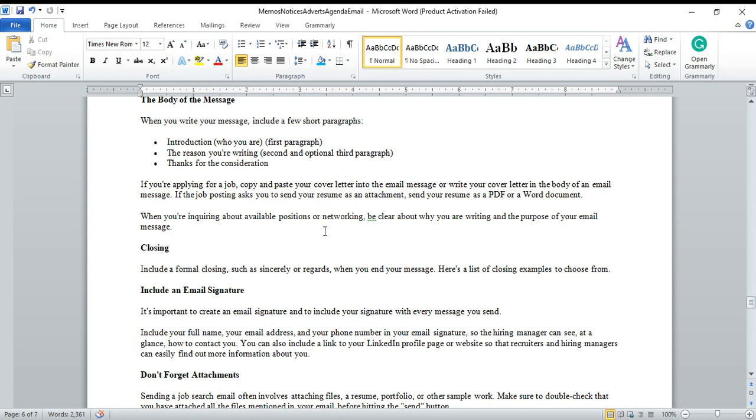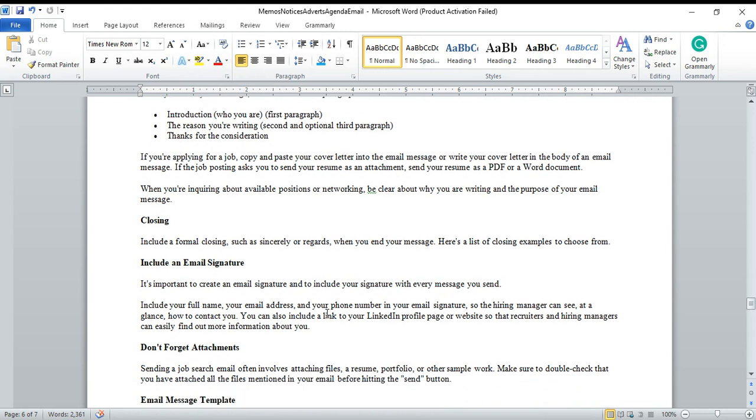Then closing, include a formal closing such as sincerely or regards when ending your message. Okay, so you can end your message with warm regards, yours sincerely, yours faithfully. Okay, then include an email signature.